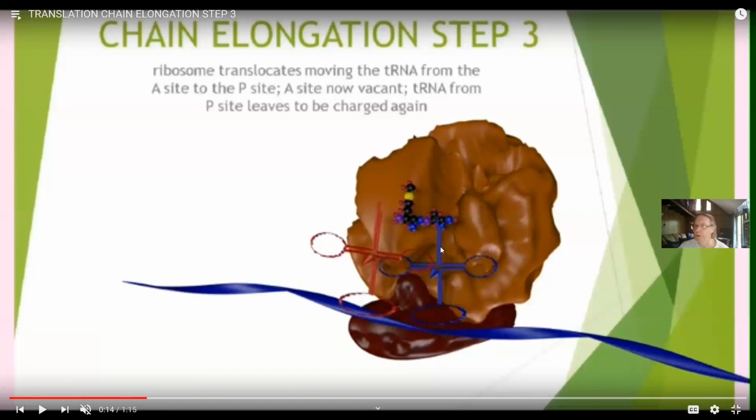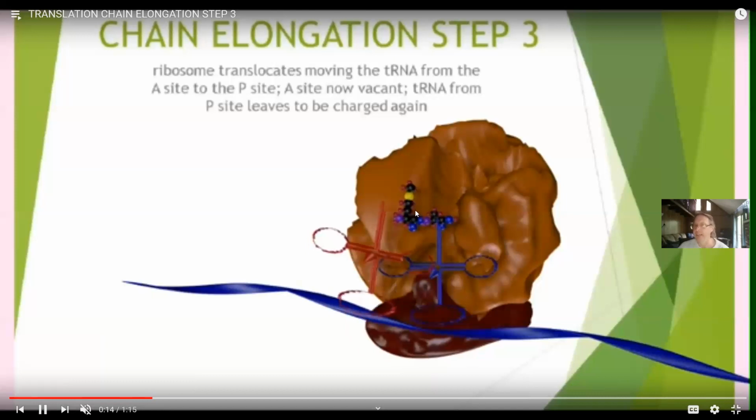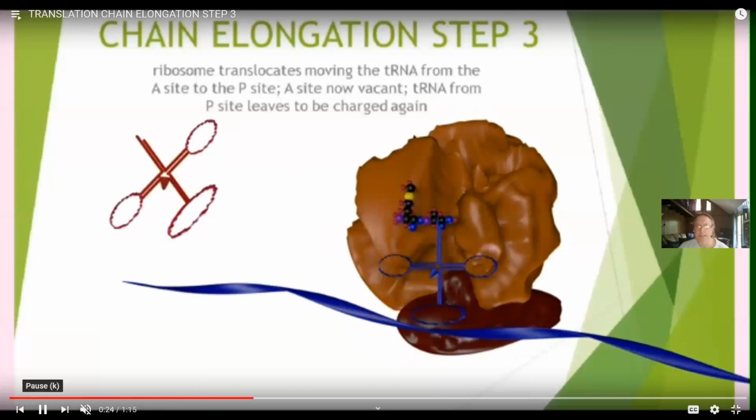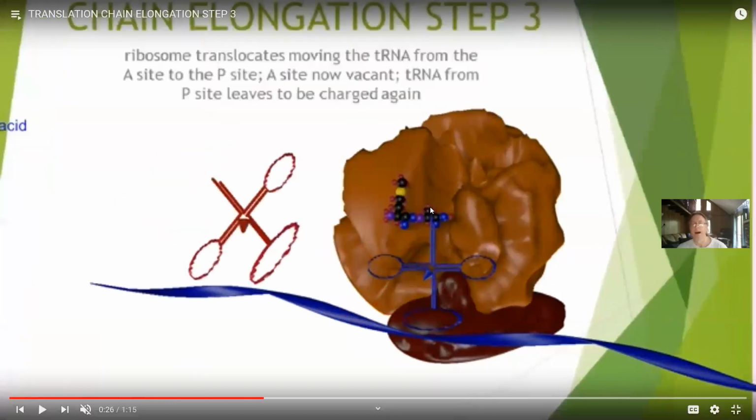This blue tRNA was in the A site, but now it is in the P site. Notice that it now has two amino acids attached to it: the methionine that had been attached to the first tRNA, and now the second one looks like lysine. No, it's not lysine. I forget which one that is. I'm sorry. The A site is now vacant.